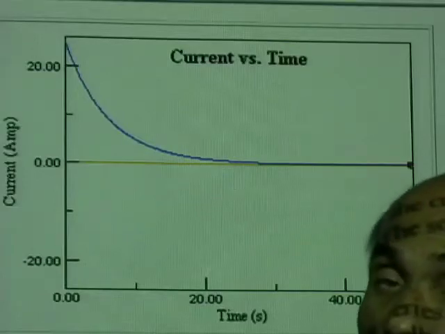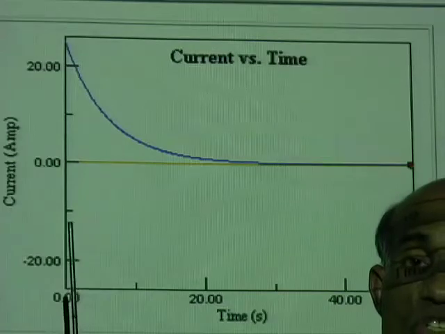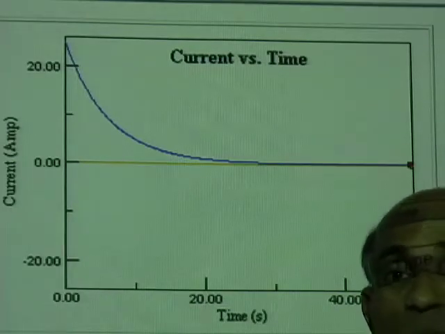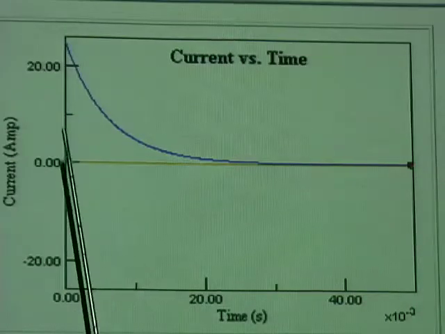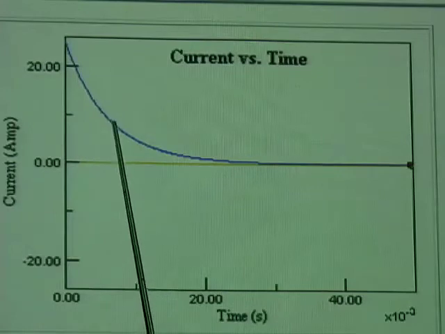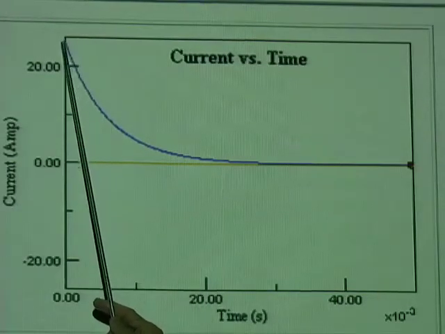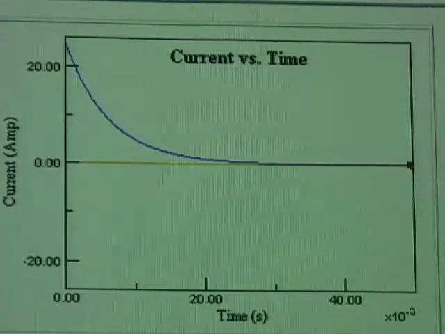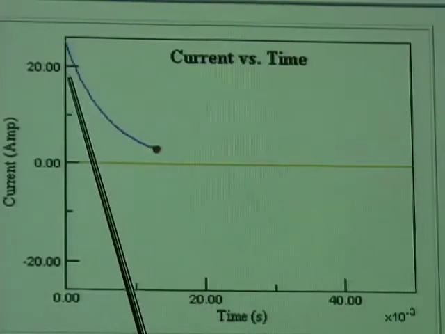I want you to watch one more time how the current and voltage change in a capacitor resistance circuit while charging and while discharging. Now, here is how the current changes while the capacitor is charging. You can see the current from a maximum value decreases to 0. Watch that animation one more time. Current versus time when the capacitor is charging.